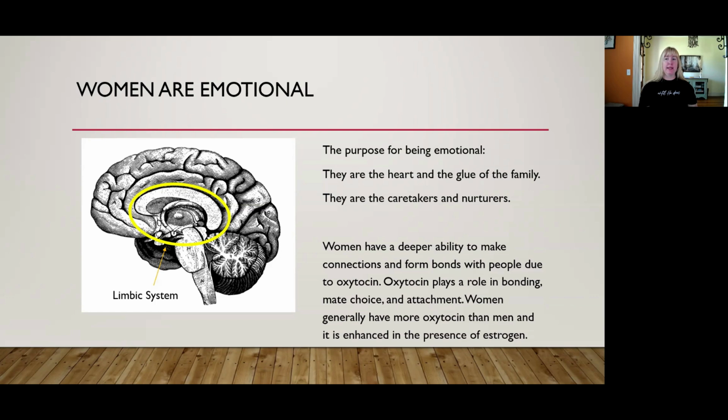Another thing I want to share is something called oxytocin. Oxytocin is a neuropeptide, but you can kind of picture it like a hormone. It kind of acts like a hormone. So what does oxytocin do? Okay, it is the hormone that is involved in bonding, mate choice, and emotional attachment. So it is what allows women to form bonds and deep emotional attachments to people, to objects, and to places. Okay, now here's the interesting thing about oxytocin: women have more of it.